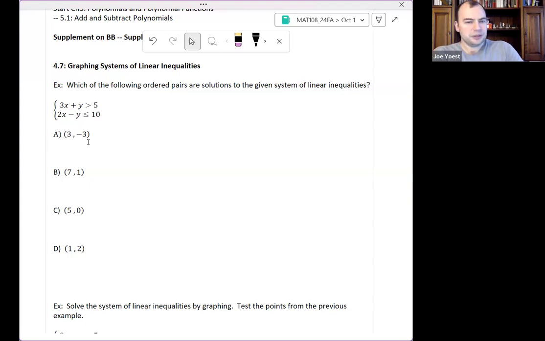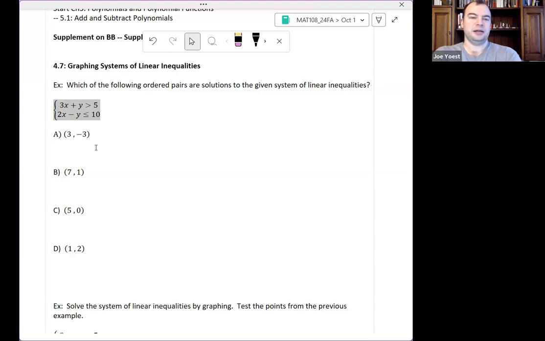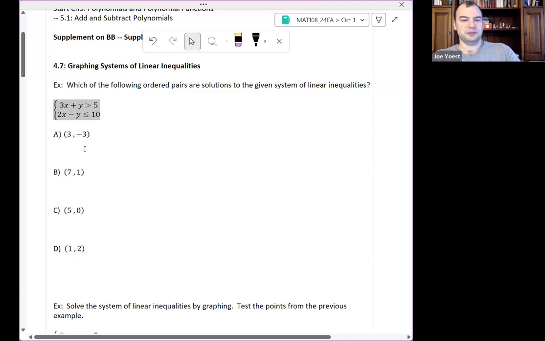Well, what changes here? Well, not much conceptually changes. I have two inequalities in this case, two mathematical claims still, a slightly different form of mathematical claim than an equation, an inequality. And I'm looking for one or more ordered pairs, x comma y, that simultaneously make the two statements true.